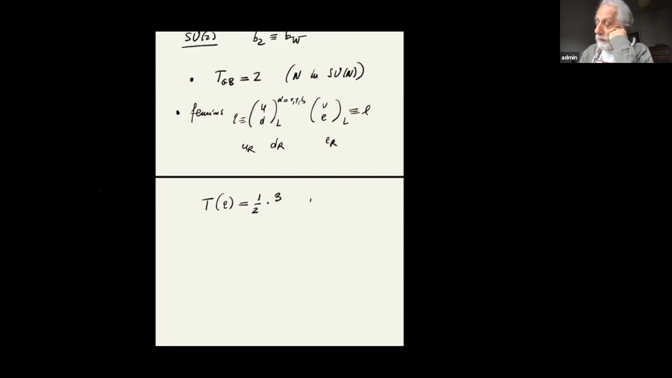What about the T lepton? We are doing it for 1 generation. Then we'll multiply by the number of generations. T of the lepton is 1/2. What about the Higgs? There is also the scalar, which is the Higgs.